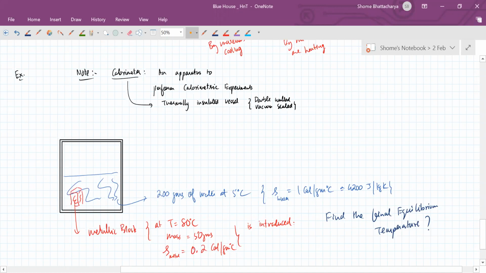If you allow that metallic block to sit in the water for a long time, assuming there is no heat exchange with the outside because this is an insulated vessel, we have to find out what will be the temperature after a sufficiently long time when equilibrium is established. So heat will flow from the metallic block to water. The water will heat up from 5 degrees C, the metal block will cool down from 80 degrees C till the heat exchange stops. When the heat exchange stops, the whole mixture of metal and water will be at one uniform temperature. That uniform temperature you have to find out.